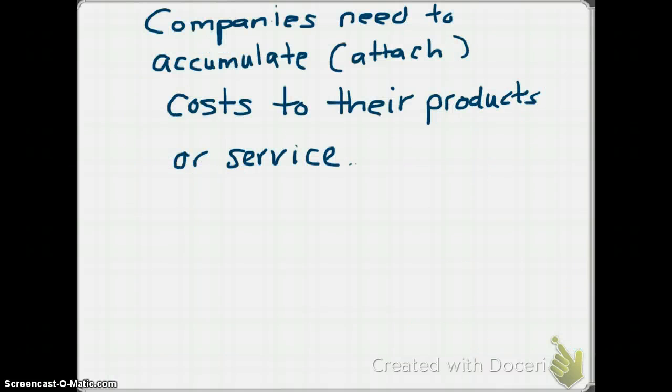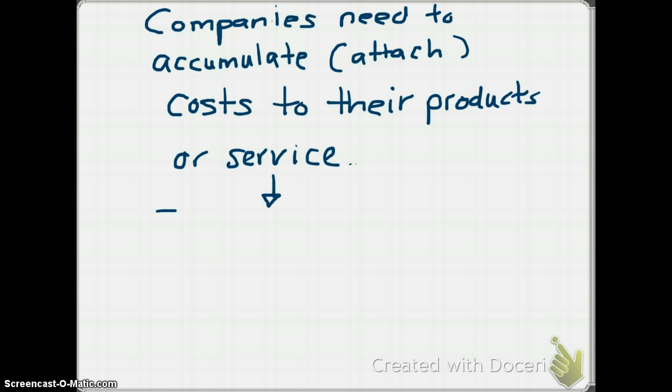So for those products and services that we talked about, companies need to find a way to attach those costs to their product or service. The word we use in managerial accounting is that companies accumulate costs to their product or service, and they need to find a way to do that.